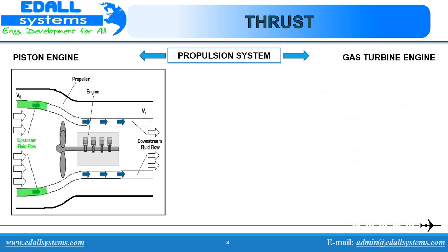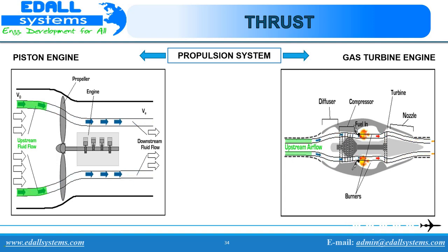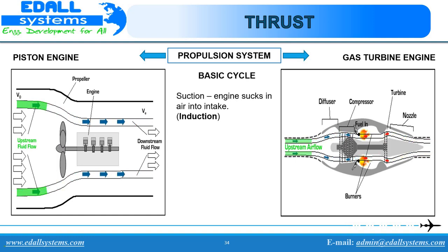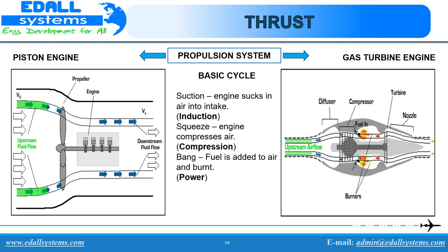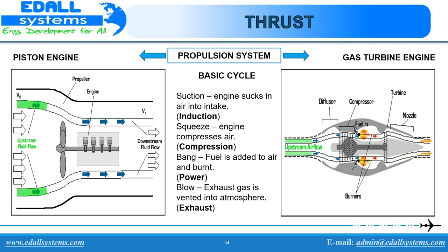The turbine section of the gas turbine engine has the task of producing usable output shaft power to drive the propeller. In addition, it must also provide power to drive the compressor and all engine accessories. It does this by expanding the high temperature, pressure, and velocity gas and converting the gaseous energy to mechanical energy in the form of shaft power. Both engines work on the same basic principle: suction or induction, squeeze or compression, bang or power, flow or exhaust.